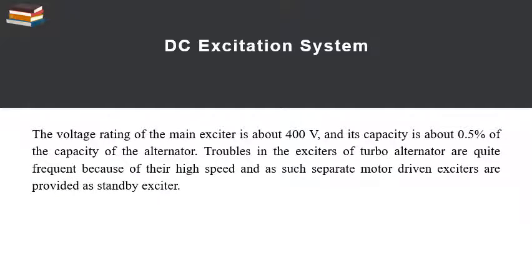The voltage rating of the main exciter is about 400 volts and its capacity is about 0.5% of the capacity of the alternator. Troubles in the exciter of turbo alternators are quite frequent because of their high speed, and as such separate motor driven exciters are provided as standby exciters.